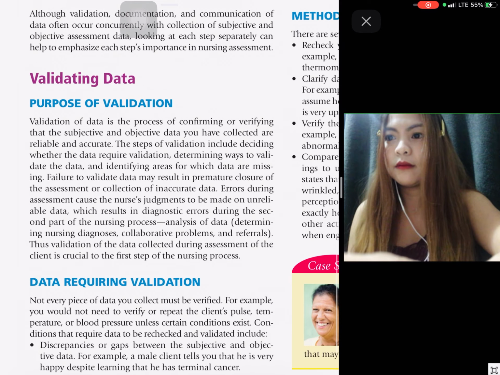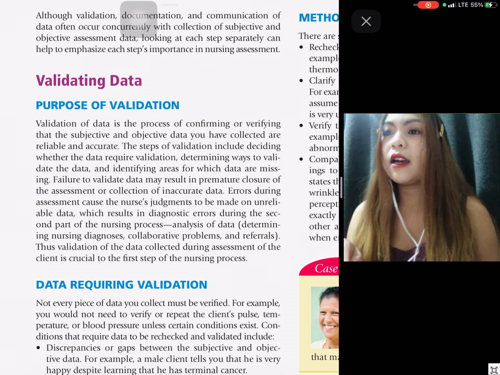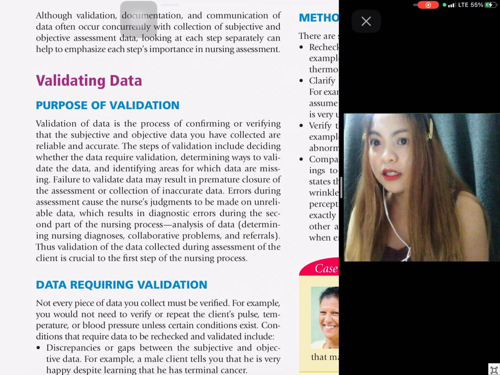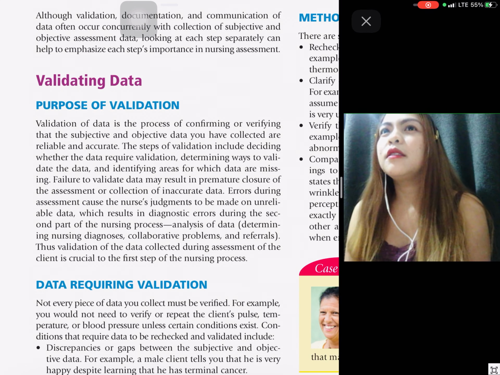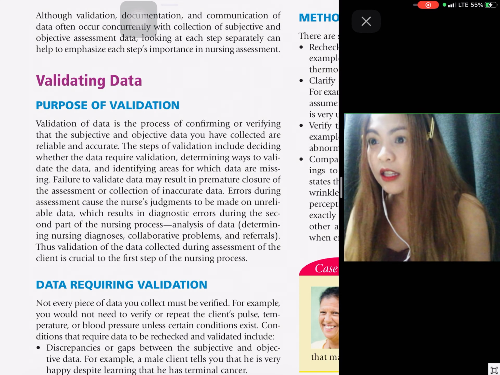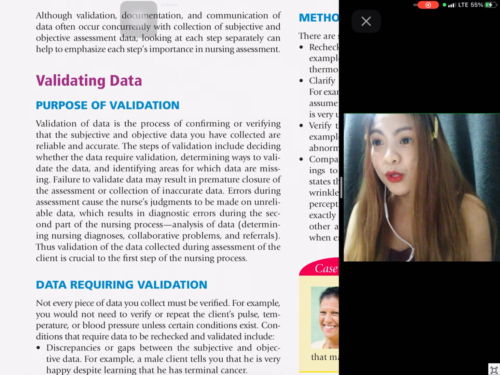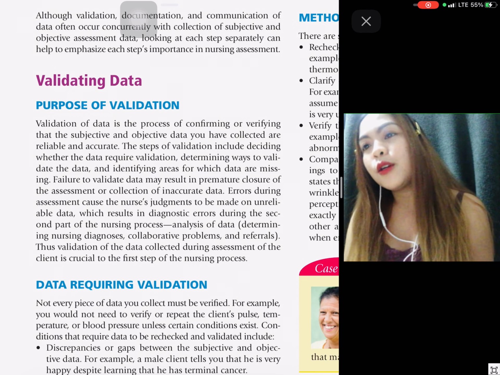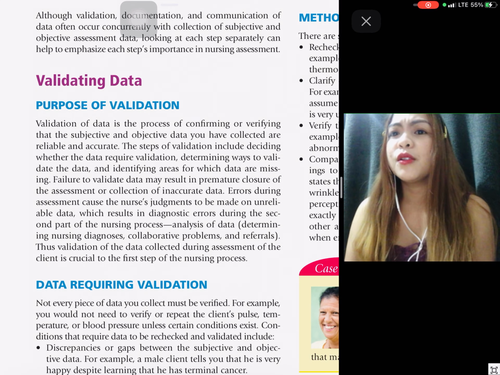From the word itself, validation of data is the process of confirming or verifying that the subjective and objective data you have collected are reliable and accurate. So, nakalagay na nga sa word mismo, validate. Kailangan natin i-validate yung data na nakuha natin. Ano yung purpose nun? To make sure na yung data na nakuha natin is reliable and accurate. Yun talaga yung pinaka main purpose nun.